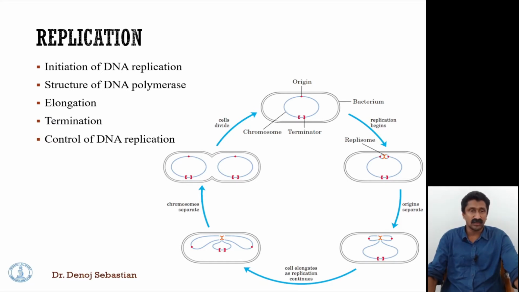at the termination point, and this is the step that is already described, and the cell elongates as the replication continues. Then finally the two copies of the DNA are actually formed. Then the concatenane, or the interlinked circles of the DNA, is removed.